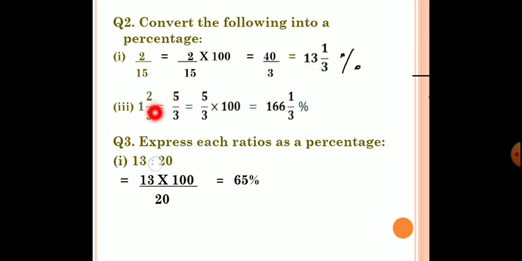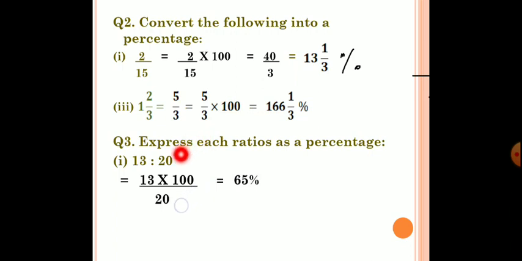Next, 1 2 by 3. So 1 2 by 3, this mixed fraction can be written as improper fraction, that is 3 1s are 3 plus 2 is 5 by 3. Now converting it into a percentage, we'll multiply this by 100. Since it is not divisible, neither 3 and 100 nor 5 and 3 have any common factors. So we'll have 500 divided by 3, which is equal to 166 1 by 3%.